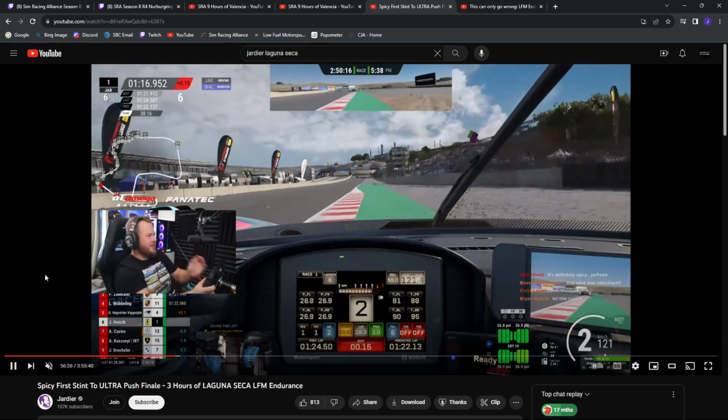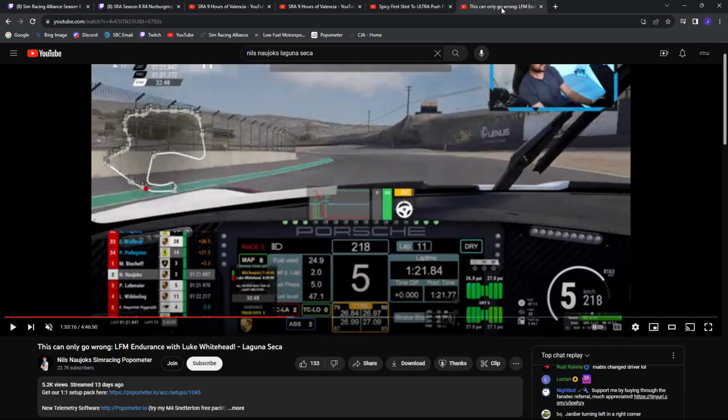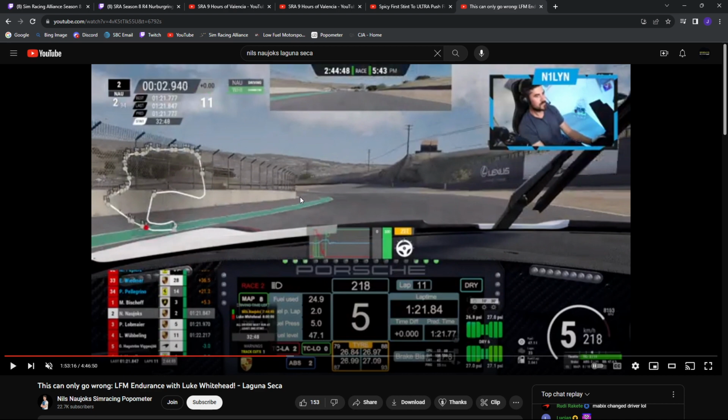Okay, so every corner is executed differently with the brake, but you can tell that the approach, the mindset they are going into each corner with is absolutely identical, right? Rotate the corner on the brake and then attack the throttle. And now let's do Niels.